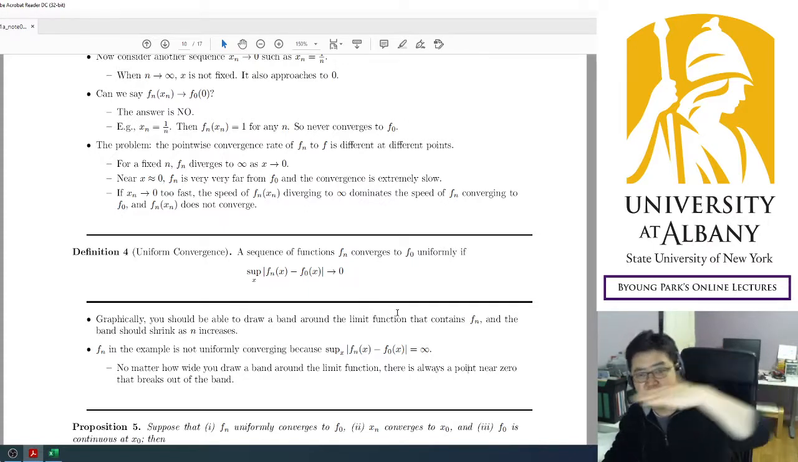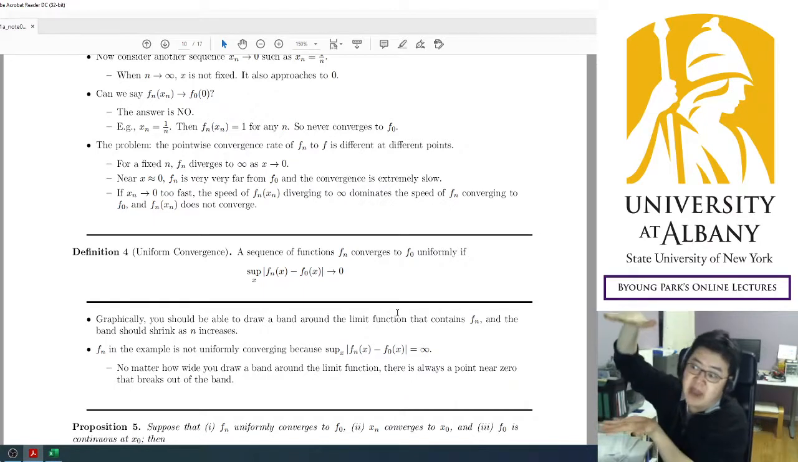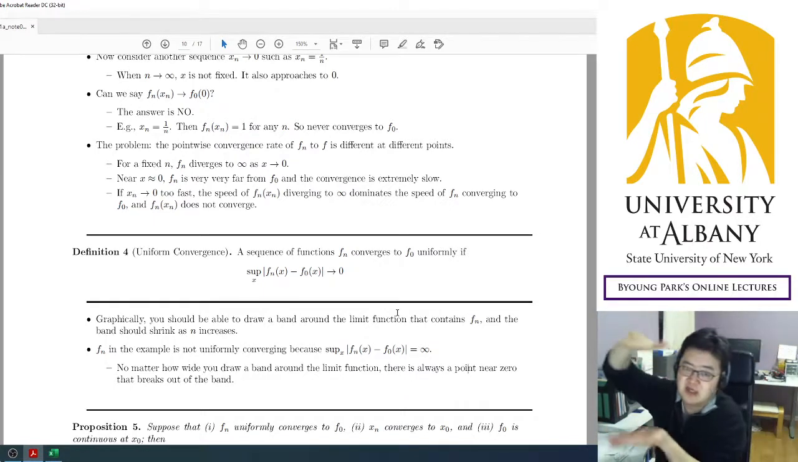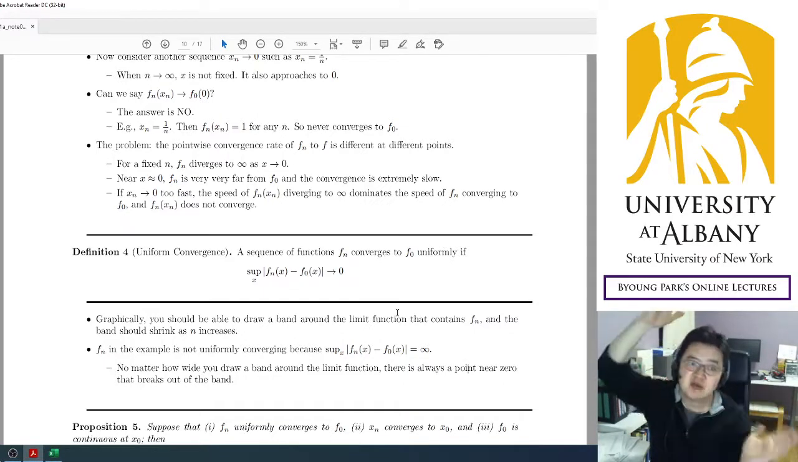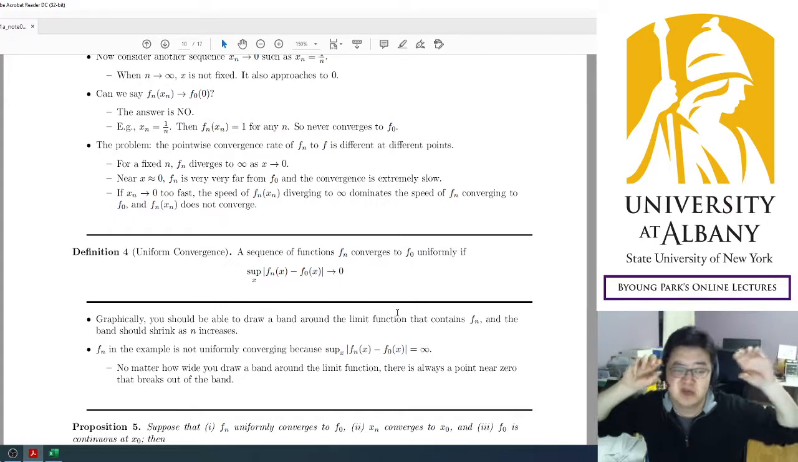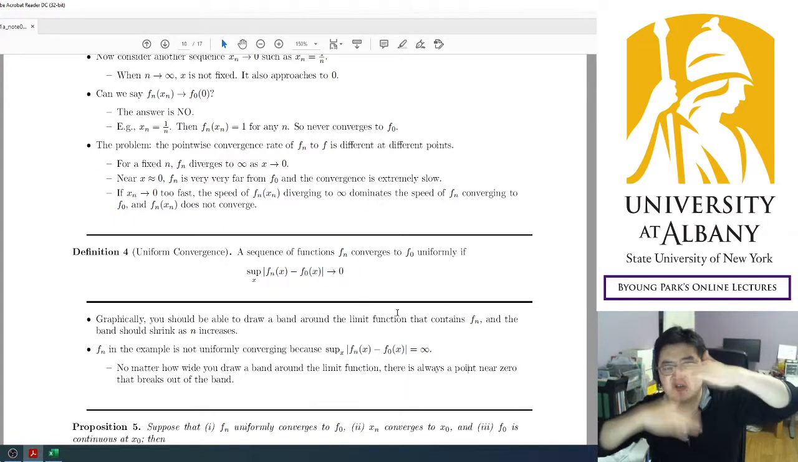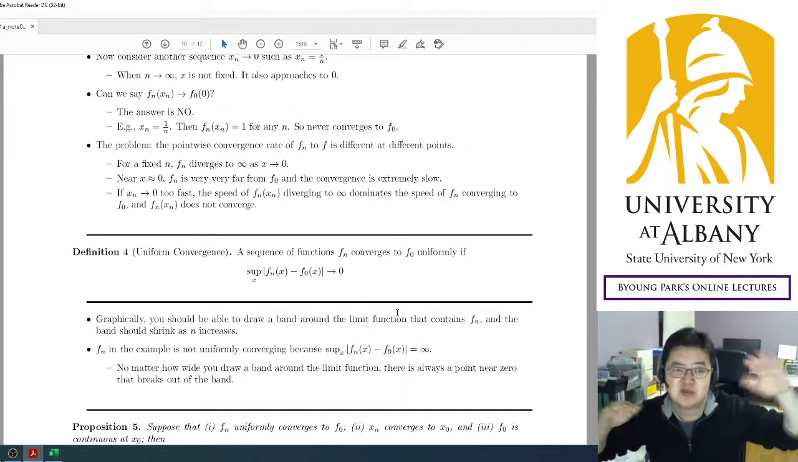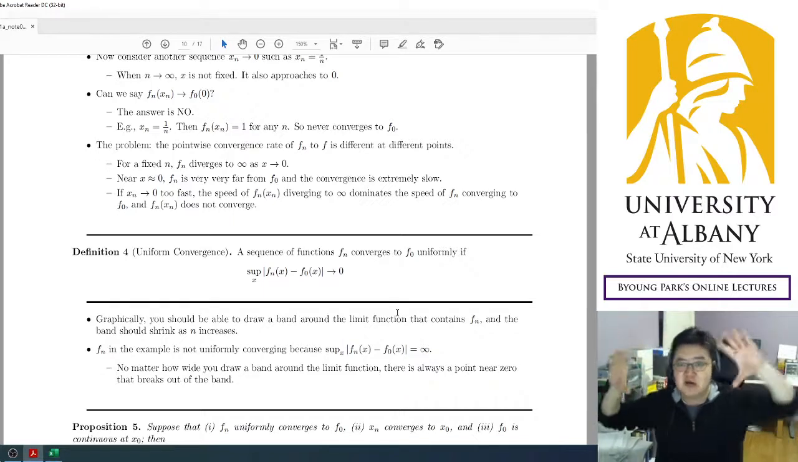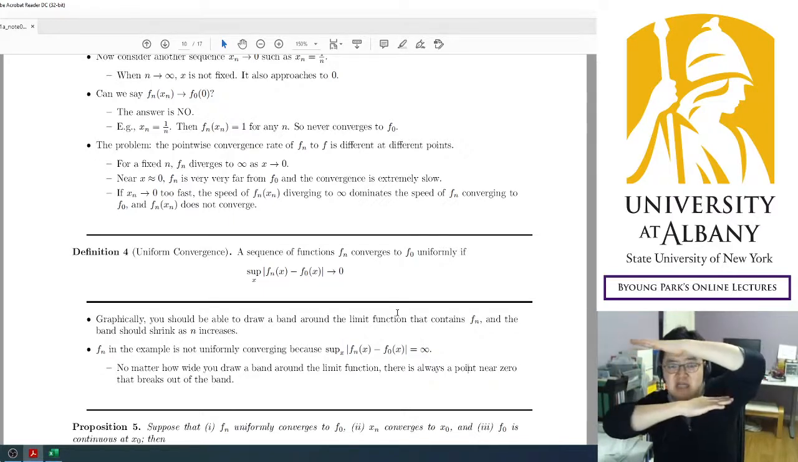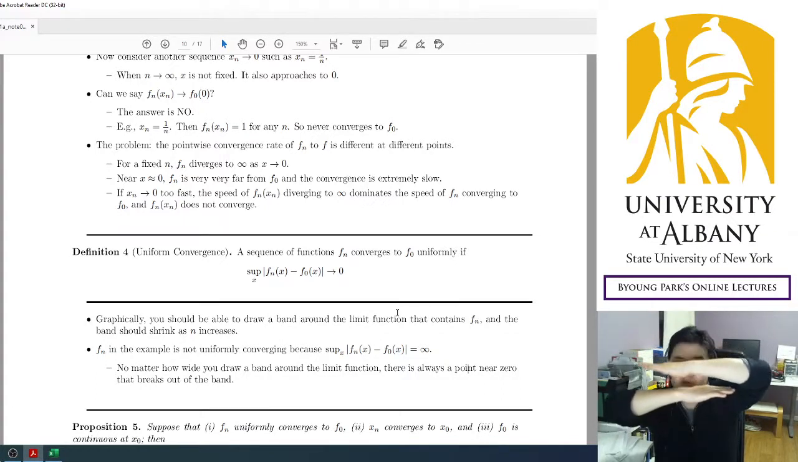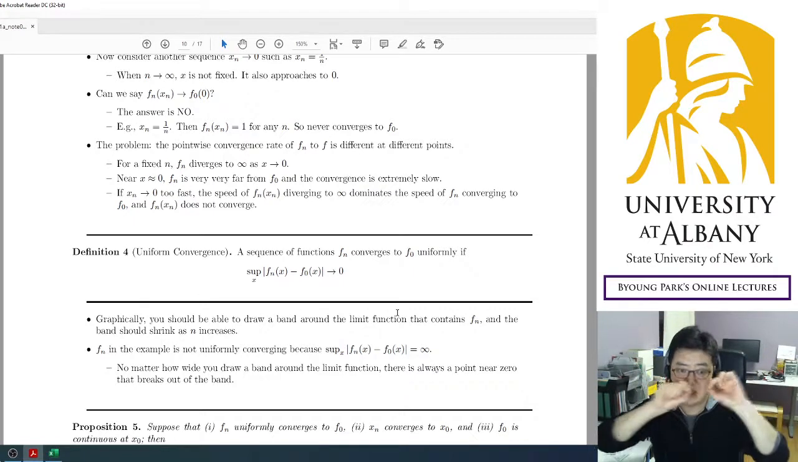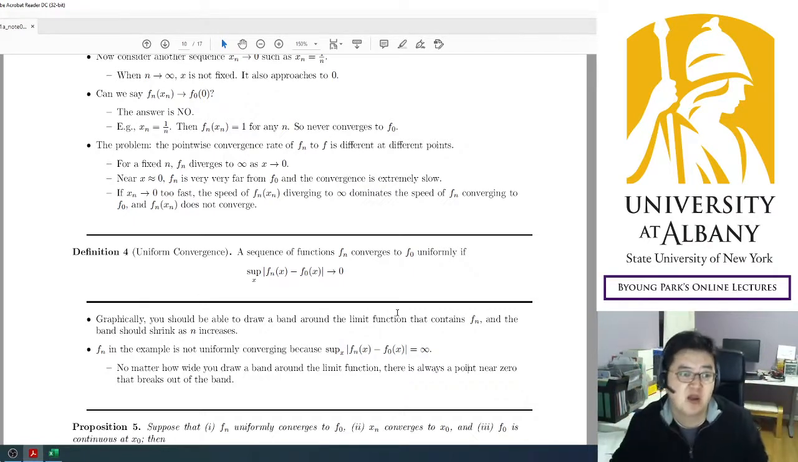For this definition to be true, you have to think like this. If there is a limit function, then you must have a band around the limit, and the band must shrink toward the limit function so that all the functions lie within this band. When n equals 1, the functions lie within this band, and as n increases, the variation of the functions moves toward a point, and in the end they get to one function that is the limit according to uniform convergence.